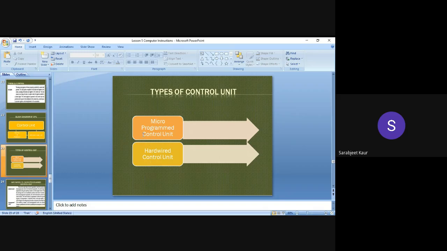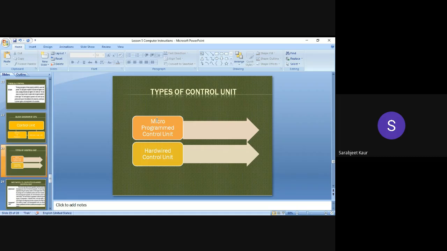So again, let me just go over these two types of control units. The first kind of control unit is called the microprogrammed control unit. There is a program in this kind of control unit, the kind of programs that you write in Java or C++, for example. The only difference is that you are writing the program in a high level language, that is C++. This is a micro program.